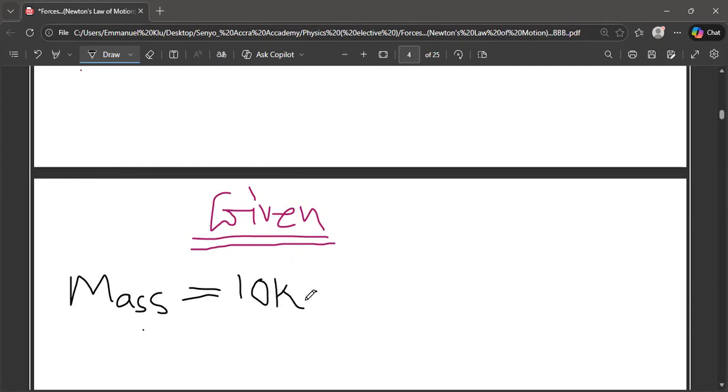Let me read the question out to you one more time and let me represent this mathematically. A 10 kg box is acted upon by two forces, 30 Newton to the right and 10 Newton to the left. Find the acceleration.